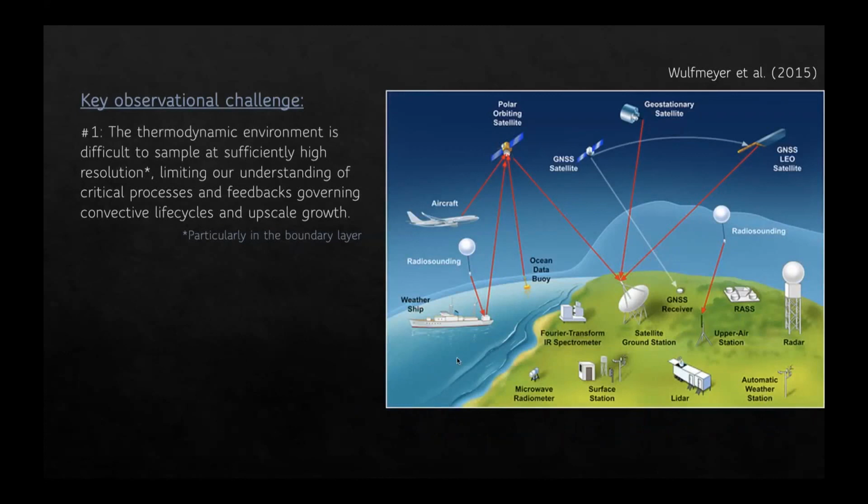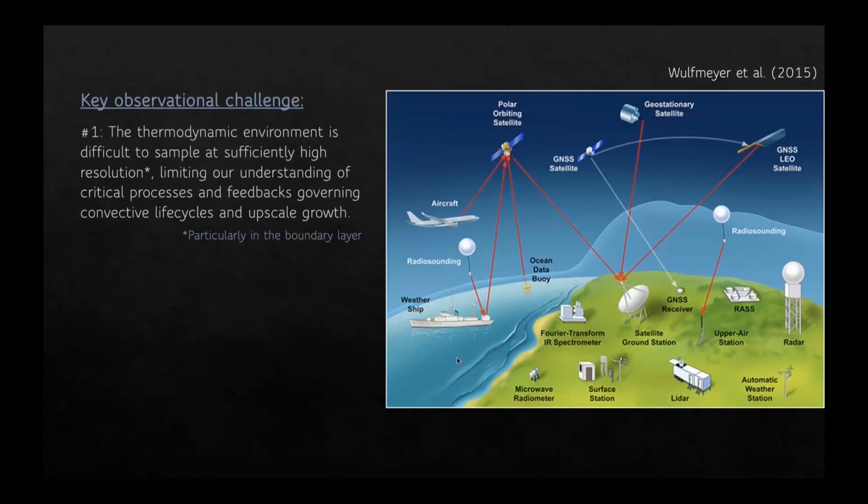So my number one, if I were to list one key observational challenge, I think is really to better sample the thermodynamic environment at sufficiently high resolution, because the thermodynamic environment and its sampling and its coupling to convection is really underpinning these critical processes and feedbacks that we need to better understand in order to improve our understanding of convective life cycles and upscale growth, and particularly in the boundary layer.